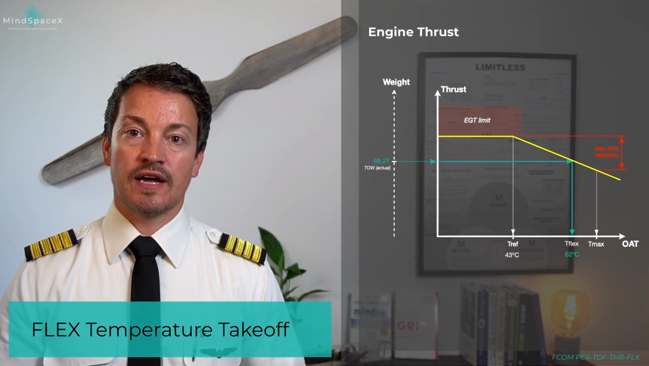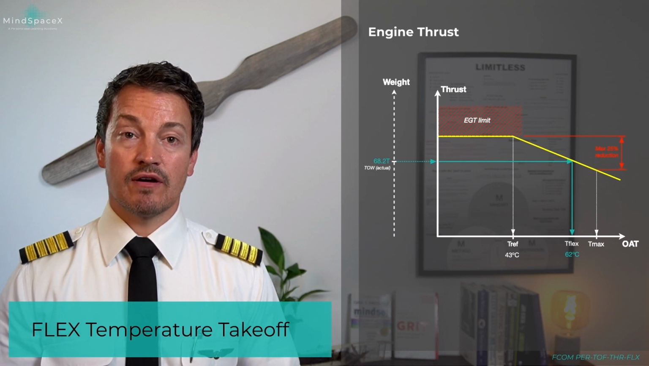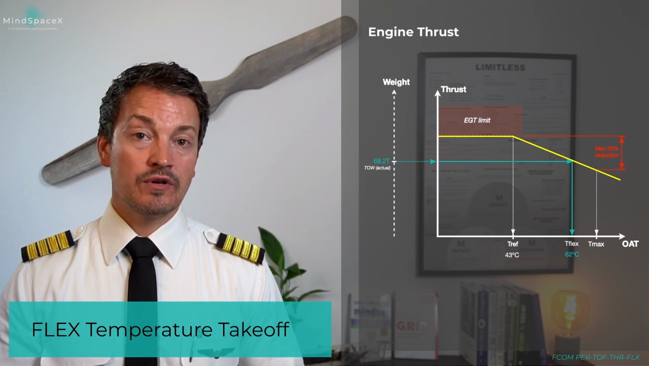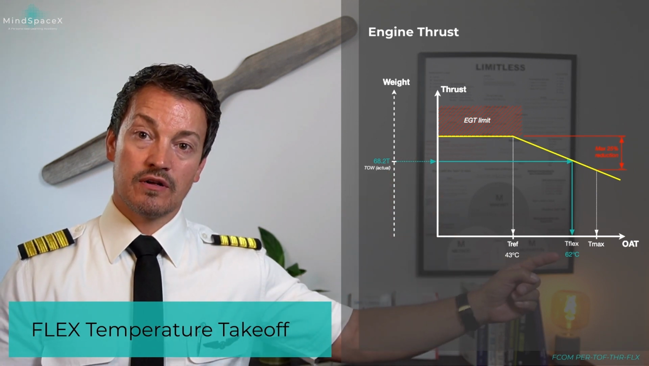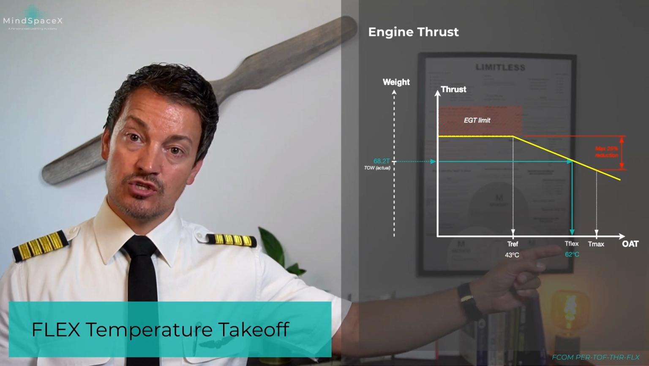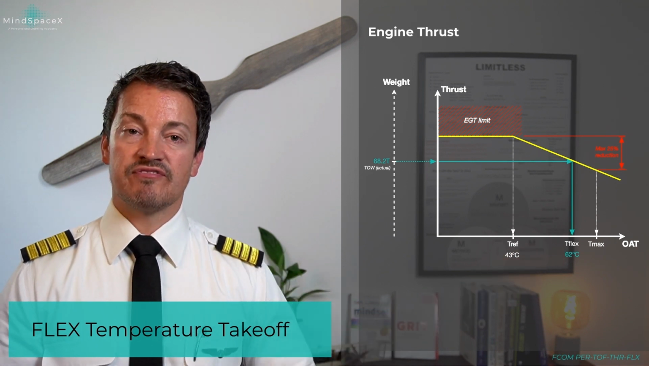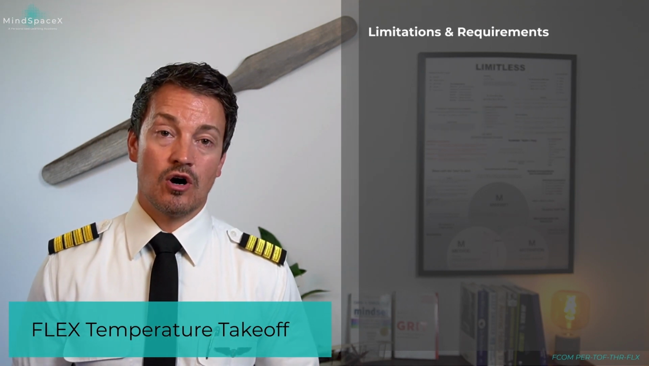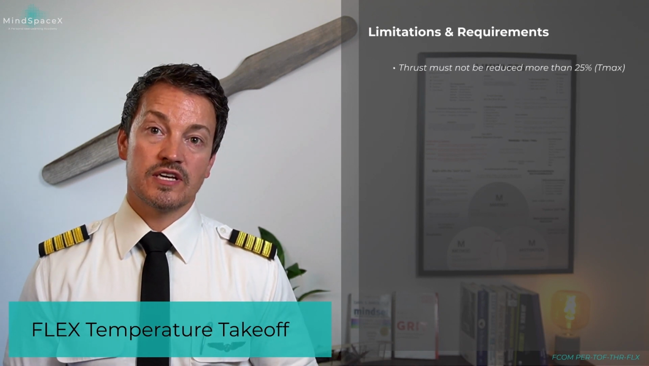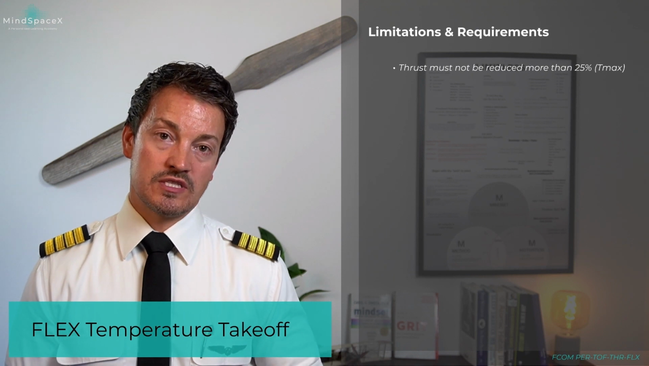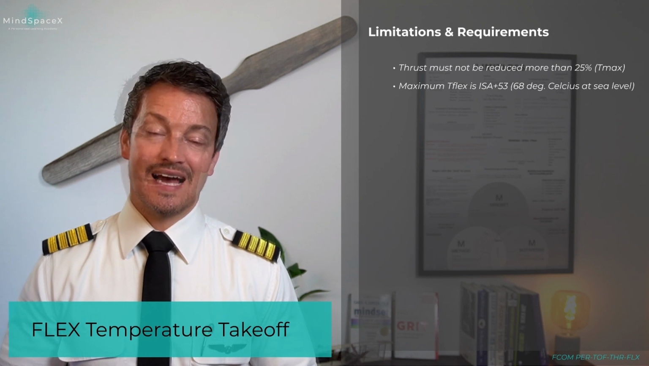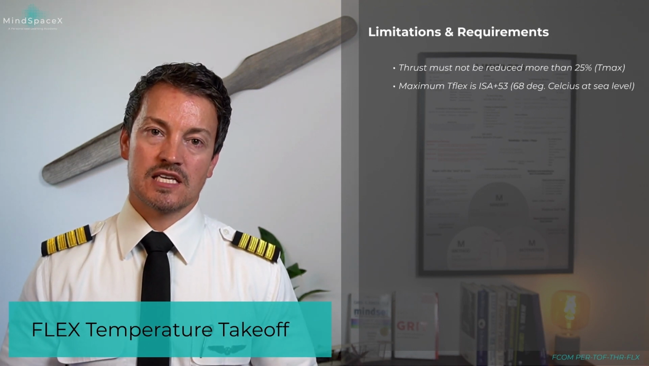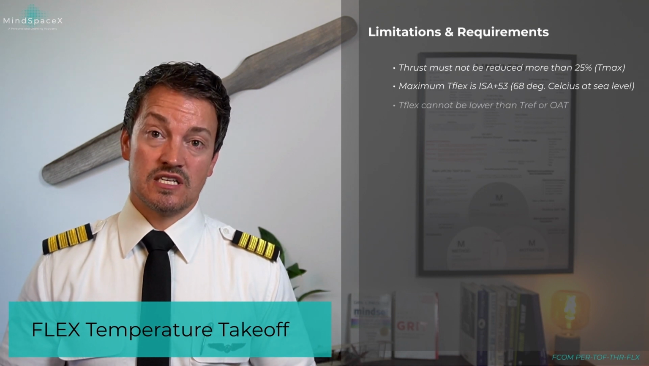So in this scenario right here, it is very simple that for an aircraft that's only 68.2 tons, I don't need full power. I can save all that power and therefore save the engine life. Give me only that power, and I do that by programming the MCDU and hence the FADEC to a flexible temperature of 62 degrees. There are again limitations and requirements for this type of takeoff. Thrust, for example, must not be reduced by more than 25%, as we just saw. The maximum flex temperature on the engines we use is ISA plus 53, which gives us a maximum rating at sea level of 68 degrees Tflex.